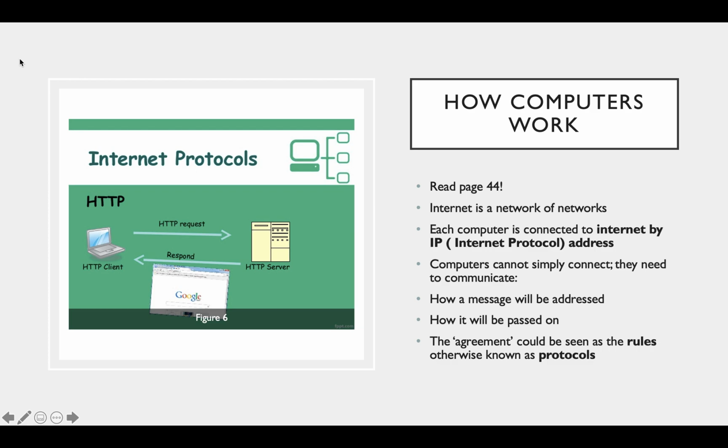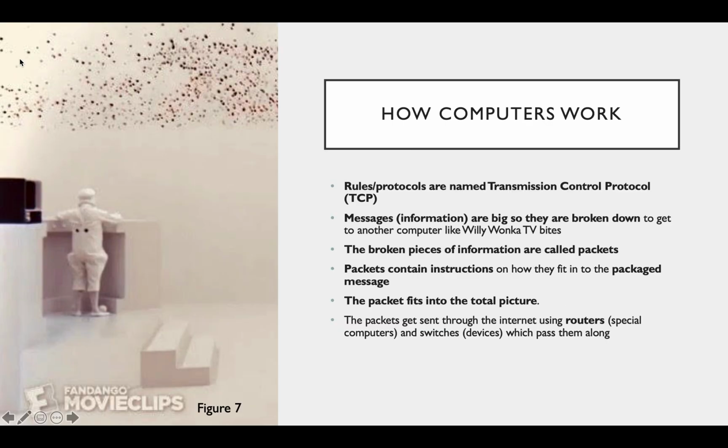Okay, the next page in your module manual, page 45. The rules, protocols, are named Transmission Control Protocol. So the message that needs to be sent off into the air, if you've watched Willy Wonka, I think it's both of them, you'll see those little bits of information traveling through the air, and they must complete a complete picture on the other side. So the message will be broken down to get to the other side of the computer, and those broken bits of information, we just call them packets. The packets have those instructions of how to create the complete message for the other computer. The packets get sent through the internet using routers, and that's how they get passed along. So it's just giving you a little bit of an idea of how they fit together, how they complete the picture on the other side, and how they connect.